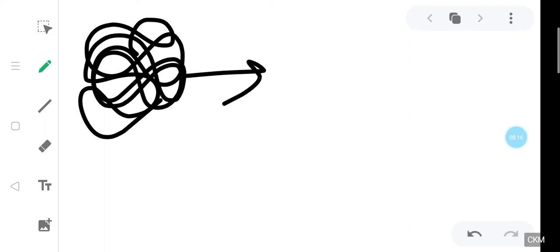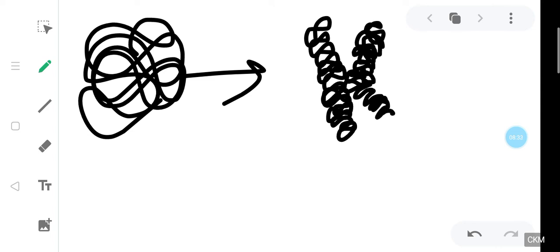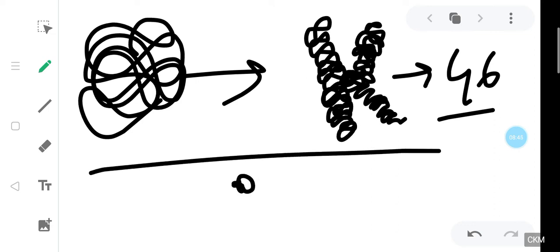When the cell is about to divide, this thread-like structure condenses itself with the help of protein. The DNA condenses with the help of protein and forms a chromosome structure. The condensed chromatin is known as the chromosome. As I told you before, there are 46 chromosomes present in the human body. Well, up till now we think we have understood the structure of the chromosome.